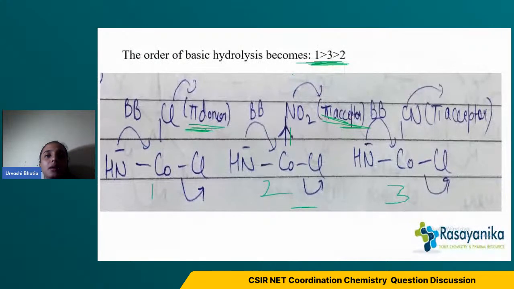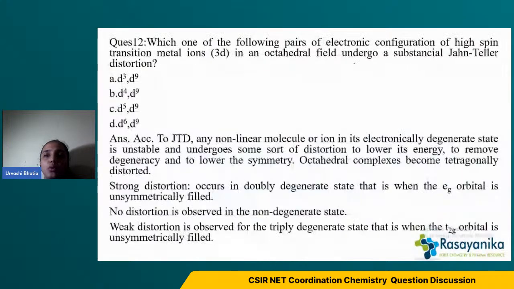Now you can see the question: which one of the following pairs of electronic configuration of high spin transition metal ions in an octahedral field will undergo a substantial Jahn-Teller distortion? These configurations have been given, and we need to find the Jahn-Teller distortion in these. You can read it out here that according to JTB, any non-linear molecule or ion in its electronically degenerate state is unstable and undergoes some sort of distortion to lower its energy, to remove degeneracy, and to lower the symmetry.